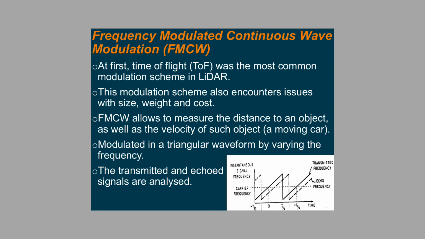FMCW works by modulating the signal through a triangular waveform by varying the frequency. This results in two main signals, which are the transmitted signal and the received signal. These two have different frequencies, and this change in frequency is then used to calculate the time delay of these two signals, and then later on measurements for the distance and velocities of surrounding objects.